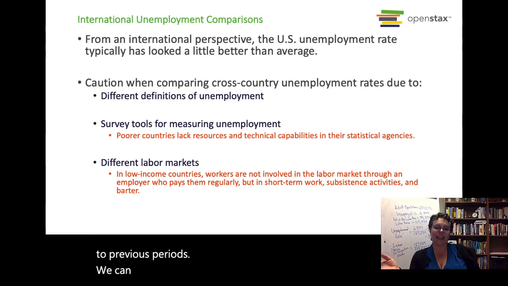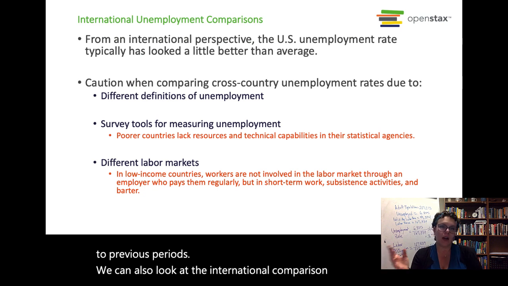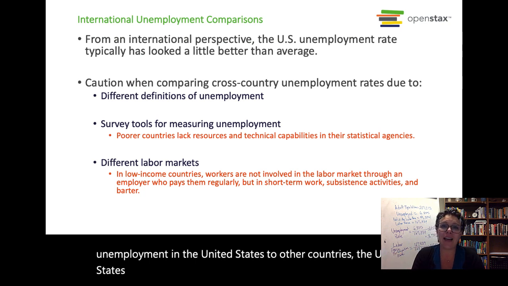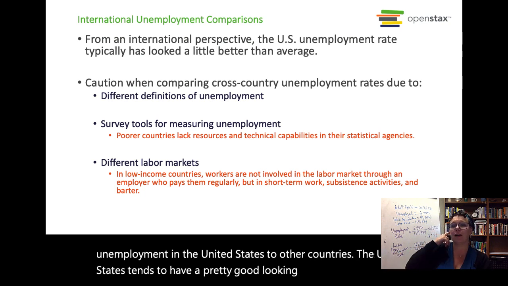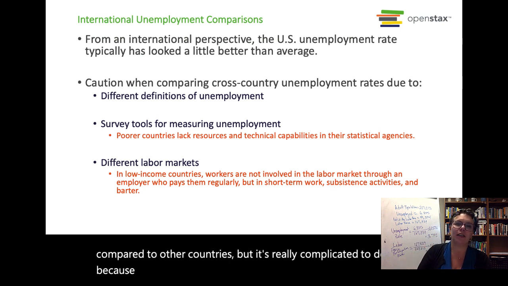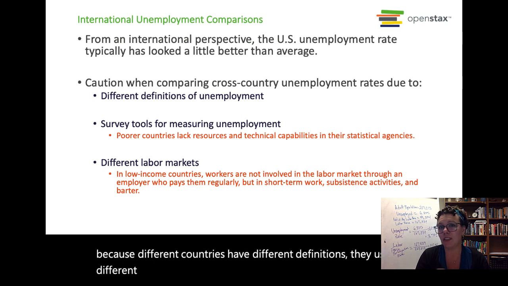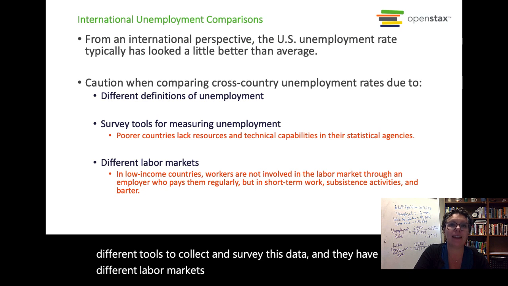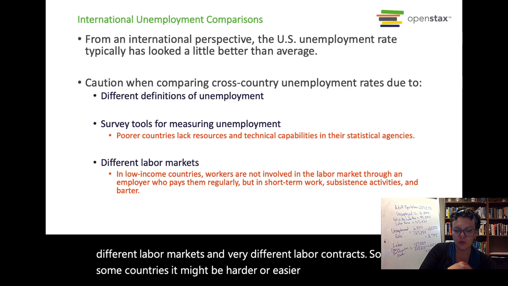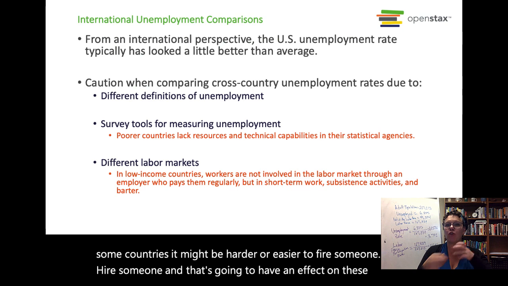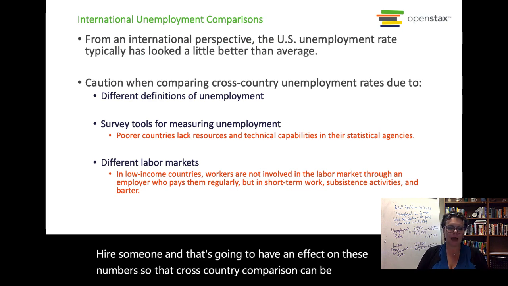We can also look at the international comparison and compare unemployment in the United States to other countries. The United States tends to have a pretty good looking unemployment rate compared to other countries, but it's really complicated to do that because different countries have different definitions. They use different tools to collect and survey this data, and they have very different labor markets and very different labor contracts. So in some countries, it might be harder or easier to fire someone or hire someone, and that's going to have an effect on these numbers. So that cross-country comparison can be pretty problematic.